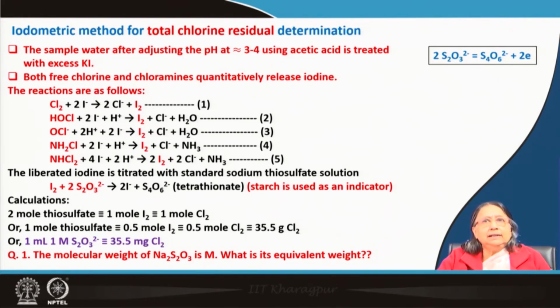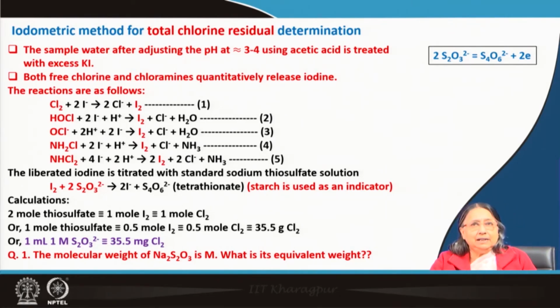If it is brown, then in the beginning we will not add starch. We will start the addition of thiosulfate, then slowly the color will become less intense. That means, initially if it is brown, then it will slowly become yellow. Then when we see the straw yellow color, that means a very faint yellow color, we will add the starch indicator, and immediately we will see blue color formation.